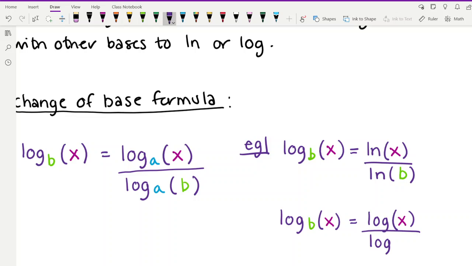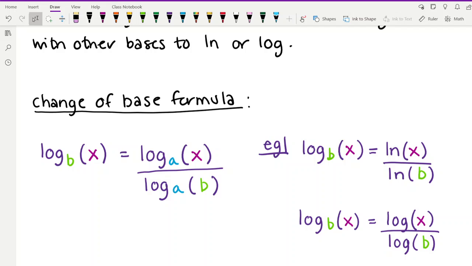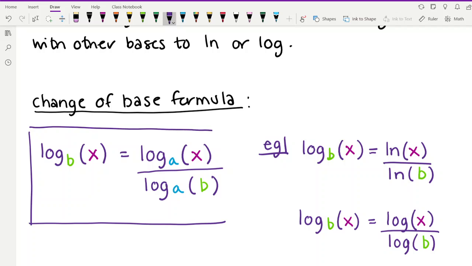And so these two examples I'm doing on the right are examples where you're choosing your new base a to be either 10 or e. When it's 10 or e, you would get either ln or log. So let me circle this, because this is basically the main point of this video.